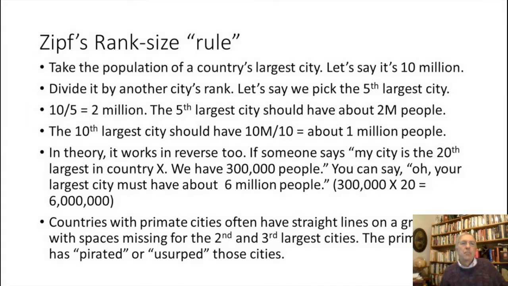And someone named Zipf, I think it was George Zipf, this was probably in the 40s, started developing this idea of this mathematical formula. He said, gee, and it works out in a lot of countries. To demonstrate how this formula works, you can take the population of the country's largest city, let's say it's 10 million, and divide it by its rank. So let's pick 5.